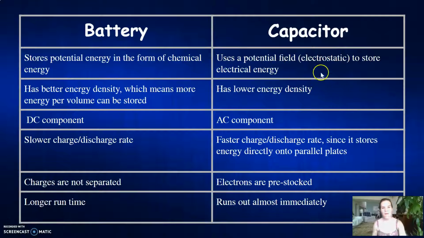And then capacitors, again, they use a potential field known as electrostatic to store the electrical energy. It has a lower energy density, an AC component, also known as an alternating circuit. It has a faster discharge rate because of storing energy directly on the parallel plates. The electrons are already pre-stocked, and it runs out almost immediately with that energy.